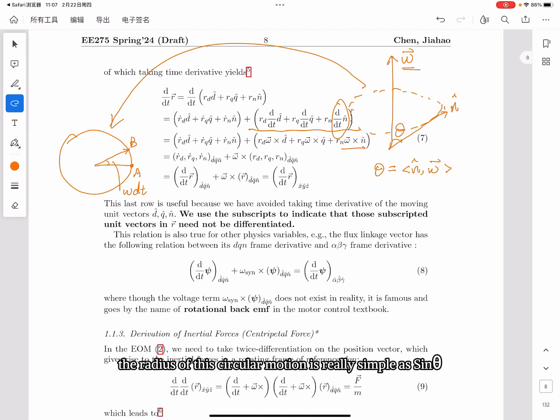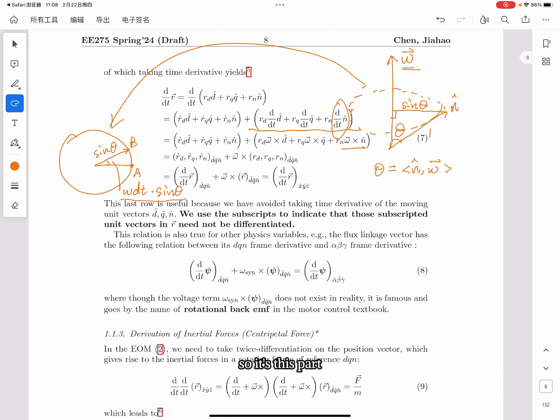The radius of this circular motion is simply sin theta. To see that, we know the unit vector n hat has a length of 1, so the radius is sin theta. So omega dt times the radius sin theta is the arc length. So it's this part, this length. This length over its time is the speed of the vector n hat.